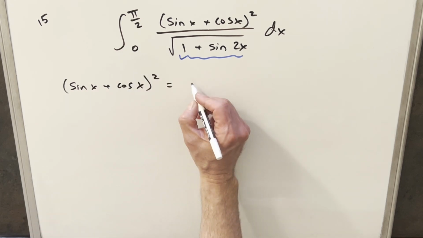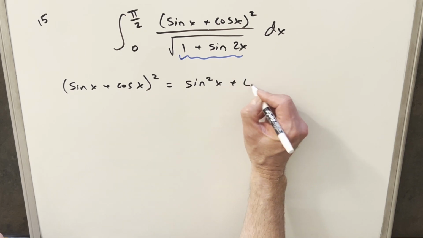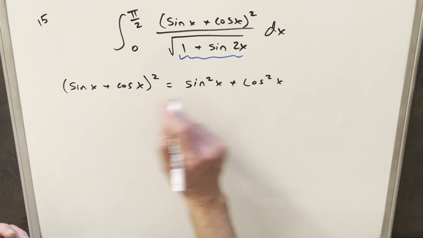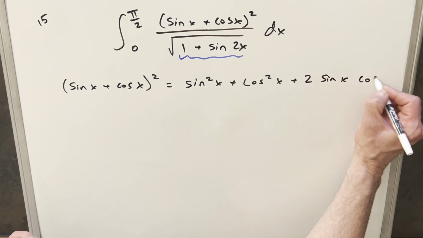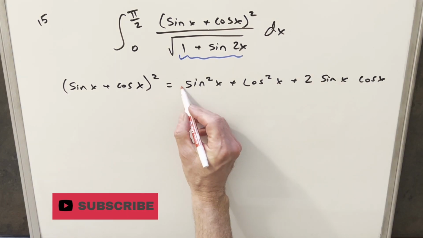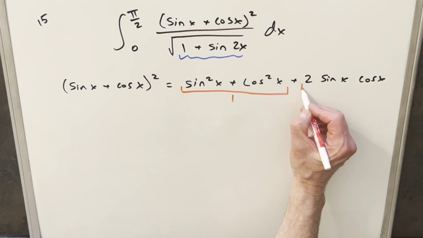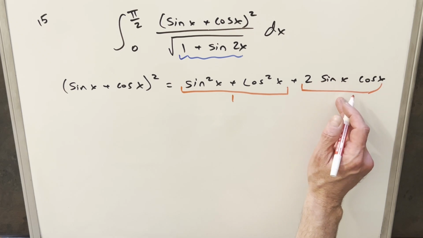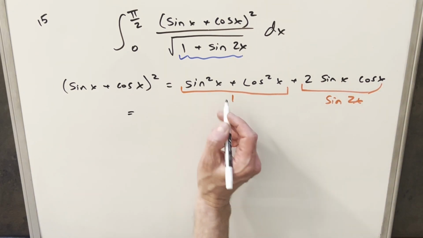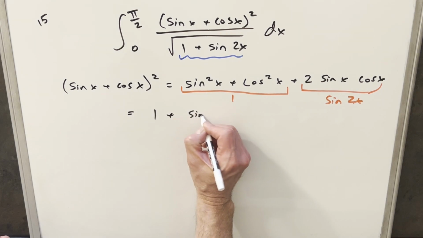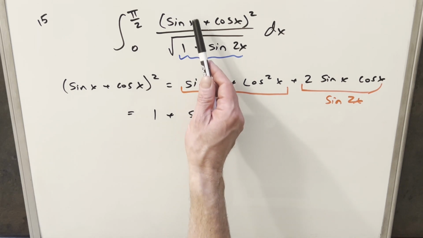So what I can do is just square this up. For the first term, we're going to have sine squared x. For the second term, we'll square cosine, we'll get cosine squared x. And then for the middle terms, we'll end up with 2 sine x cos x. But then when I rewrite this, sine squared x plus cosine squared x, that's just 1. And this here is our double angle formula for sine, so I can write this as sine 2x. So putting this all together, what we have here is just 1 plus sine 2x, which is what we have right there.